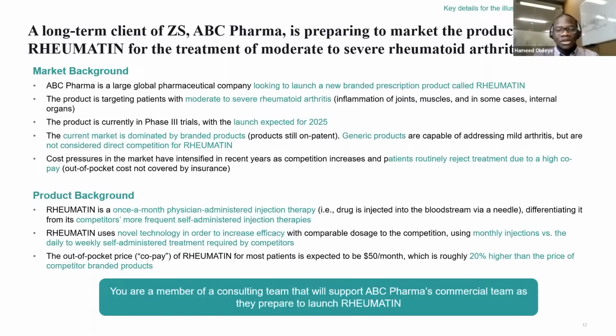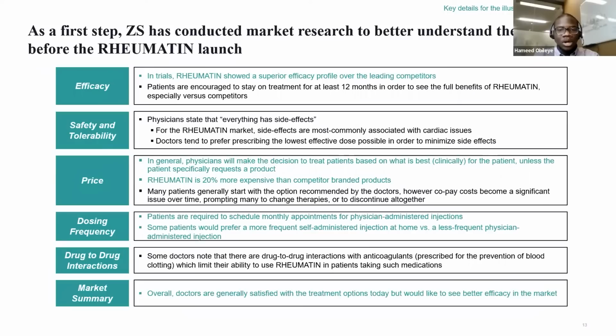Sometimes there's things that are slightly less obvious that you might not catch the first time. So one good example here is the first bullet after product background, which is that it's a once a month administered therapy, right? Once a month physician administered injection therapy. This is slightly less obvious, but it's important to keep those things in mind as well. And finally, when you're thinking about your hypothesis in driving the case and solving the case, it's always good to look for noteworthy information. So looking here right at the bottom, market summary, for example, one thing that is particularly noteworthy is that overall, doctors are satisfied with treatment options today, but care a lot about efficacy. They would like to see better efficacy. So that is something to keep in mind as you think about putting together your hypothesis or solving the case.